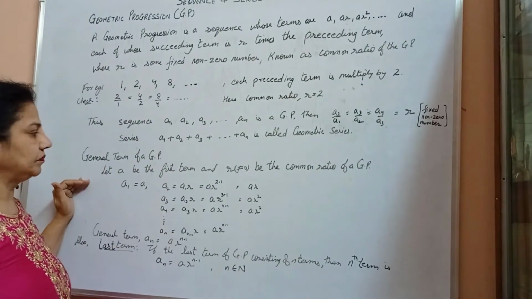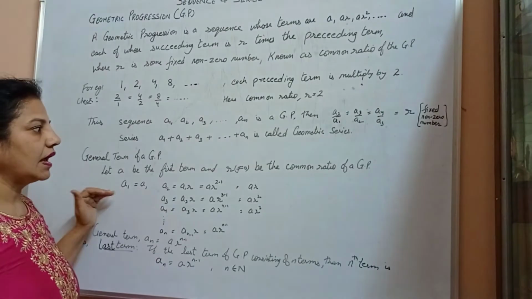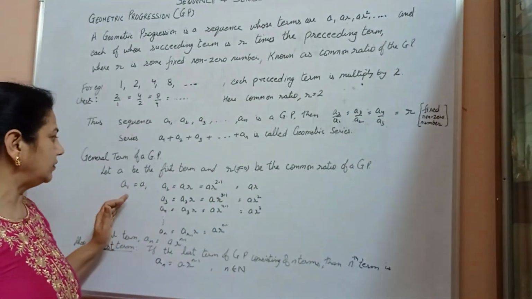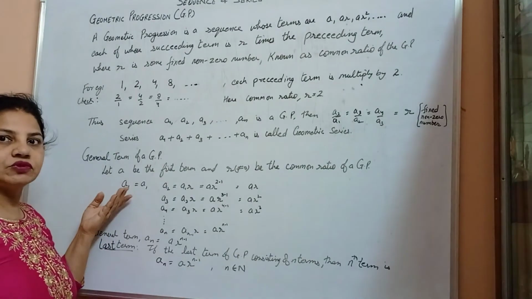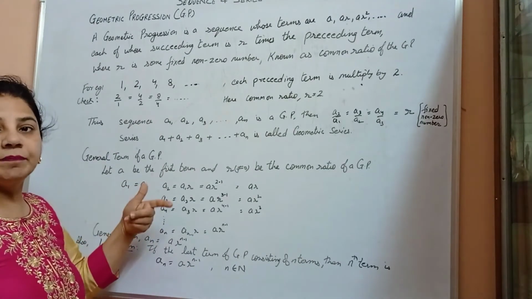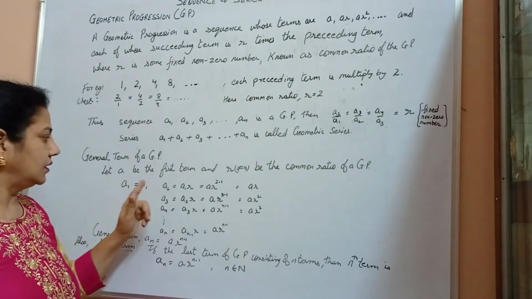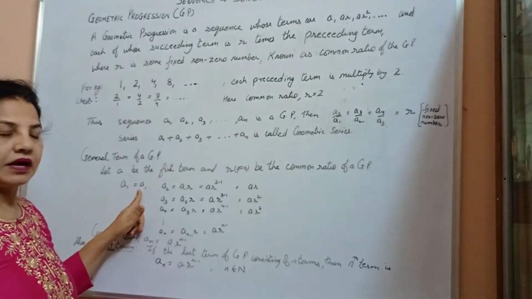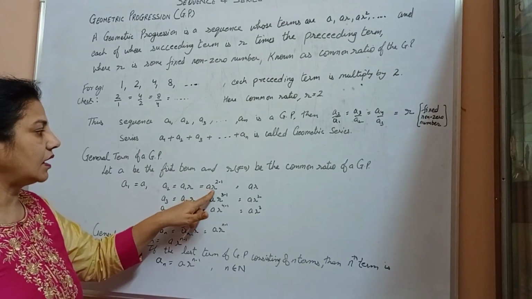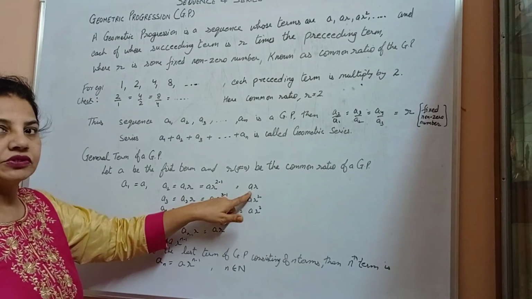General term of a GP. Let a be the first term and r, which is not equal to 0, be the common ratio of the GP. Since a is the first term, a1 is my a. Then the second term is calculated by multiplying the preceding term by r. That means a is multiplied by r, I will get the second term, a1 r, which gives me ar, that is a r to the power 2 minus 1.